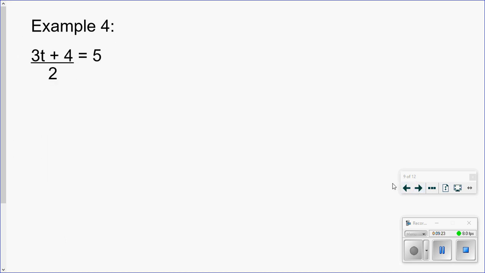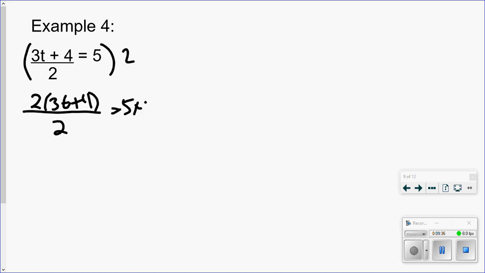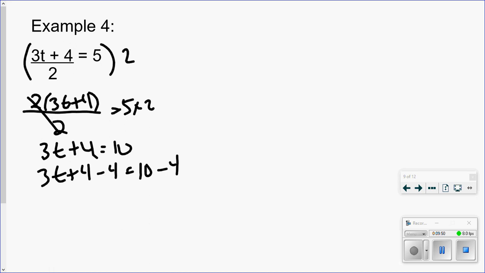Lots of fractions. Again, only one denominator, so we're going to multiply everything by 2. The 2s cancel out. We're left with 3t plus 4 equals 10. I wonder why my 4 wrote all goofy like that. Disadvantage, I'm writing with a rubber tip pen, and I think it's just flexing too much sometimes.